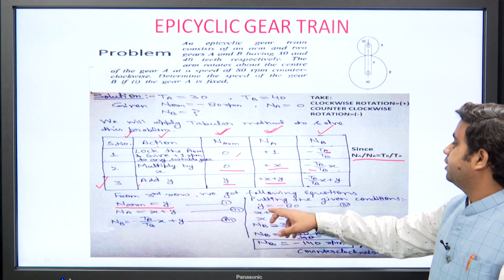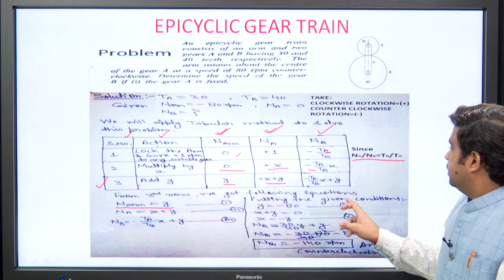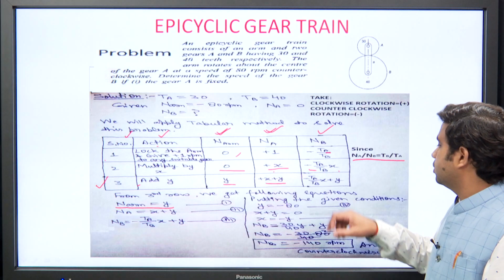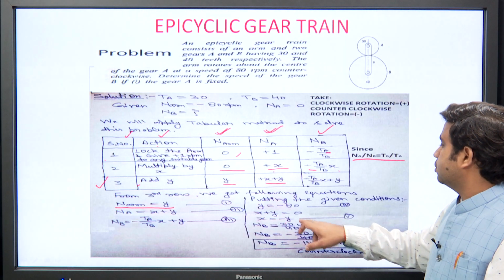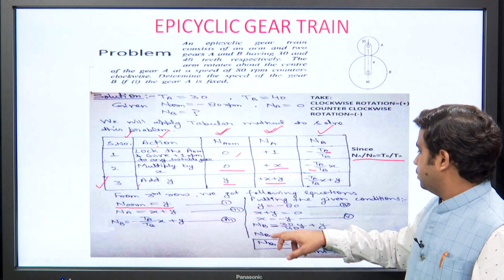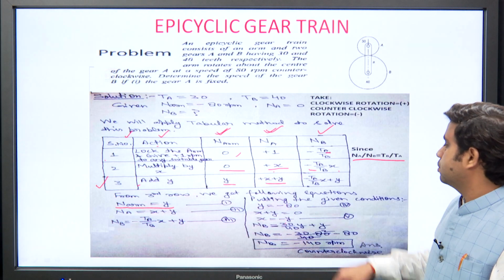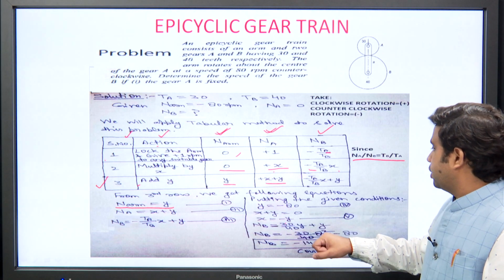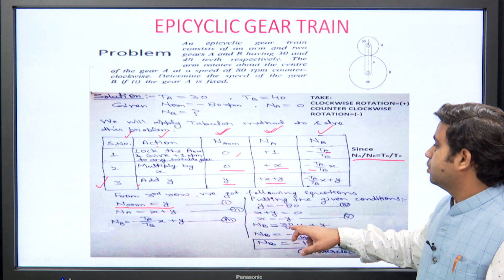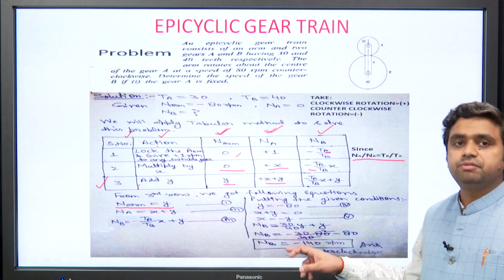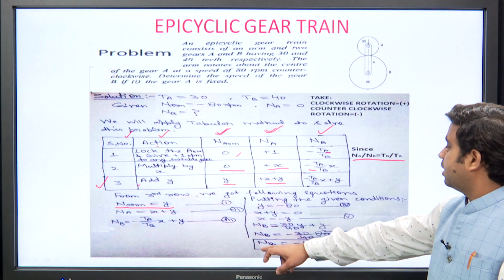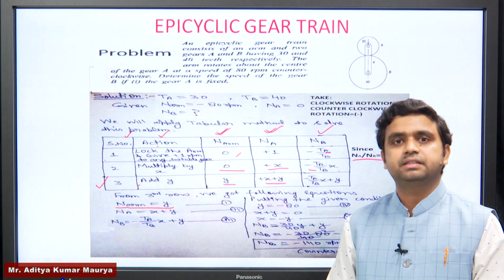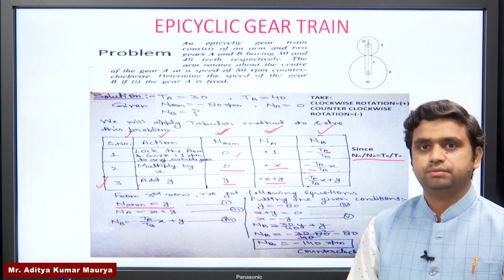So, we will finally find y is equal to minus 80, and from equation number 4, x plus y is equal to 0. So, it gives x is equal to minus y. Now, these 2 values, y is equal to minus 80 and x is equal to minus y, will be put in equation number 3, that is Nb is equal to minus Ta by Tb x plus y. So, finally, we will get the speed of gear B, that is equal to minus 140 rpm. Here the negative sign indicates the counterclockwise rotation of the gear.